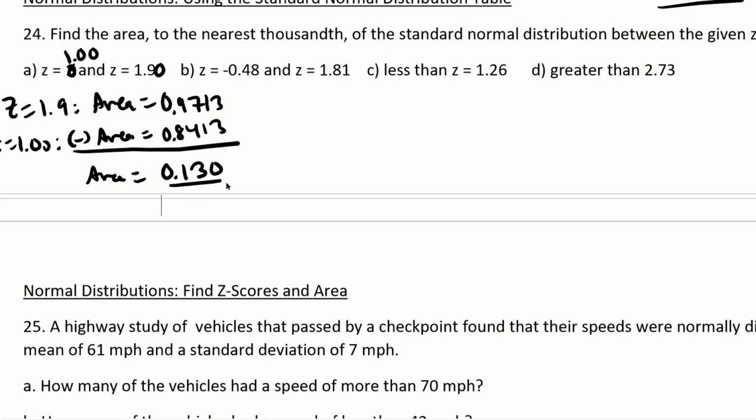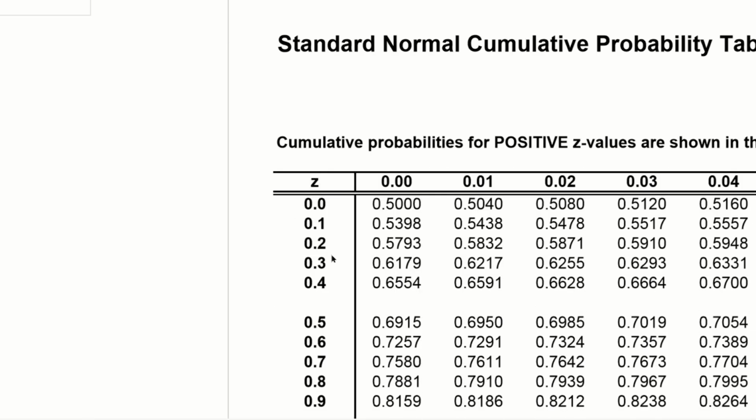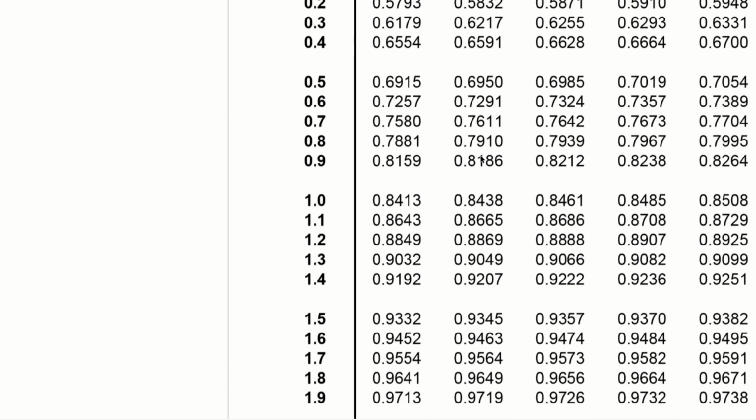All right. So now we're going to do 1.81 and then negative 0.48. We're just going to look up the areas from the table. So let's see, 1.81, 1.81, okay. 1.81, 0.9649.